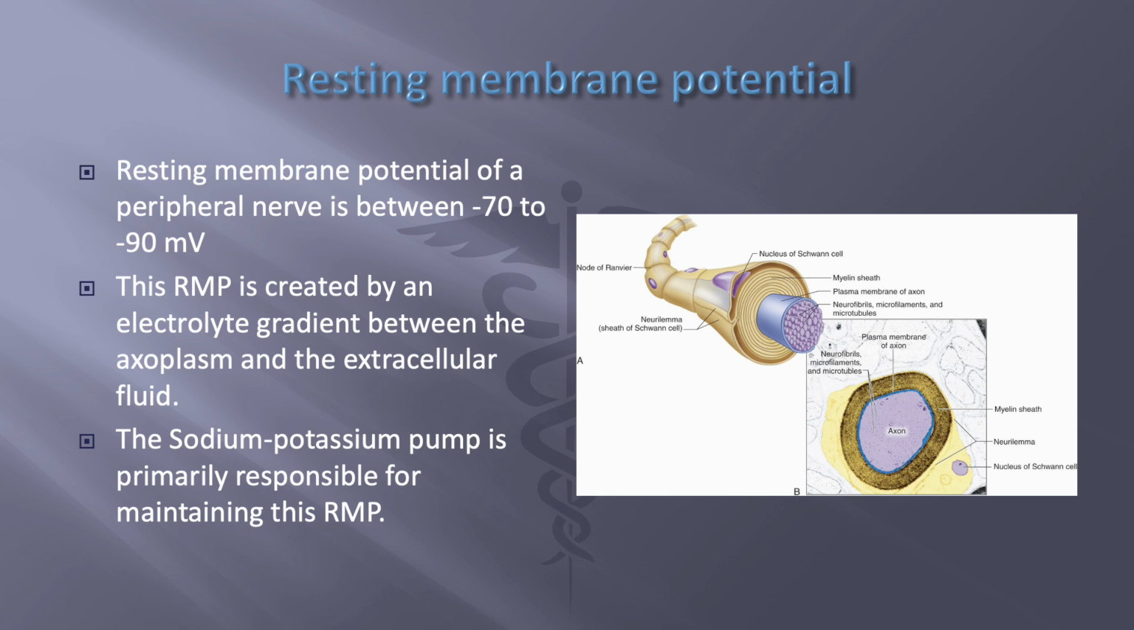So to understand this, you have to know, what is our resting membrane potential in a nerve? The resting membrane potential of a peripheral nerve is usually between -70 to -90 millivolts. Okay. The resting membrane potential is created by an electrolyte gradient between the axoplasm and the extracellular fluid. Okay, so axoplasm is the axon that we've been talking about this whole time, and then your ECF is the fluid that's surrounding it. So the sodium-potassium pump, which I'm sure you're familiar with, is primarily responsible for maintaining this resting membrane potential.